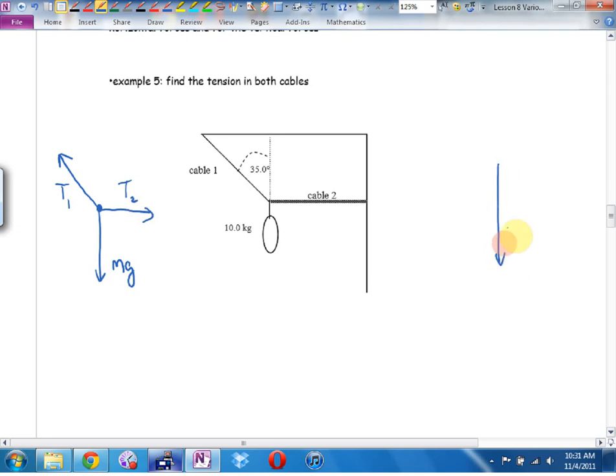I always start by drawing the toughest force next. Out of the remaining 2 forces, which one looks uglier? Tip to tail. And I know I have to stop right there. You know how I know I have to stop right there?